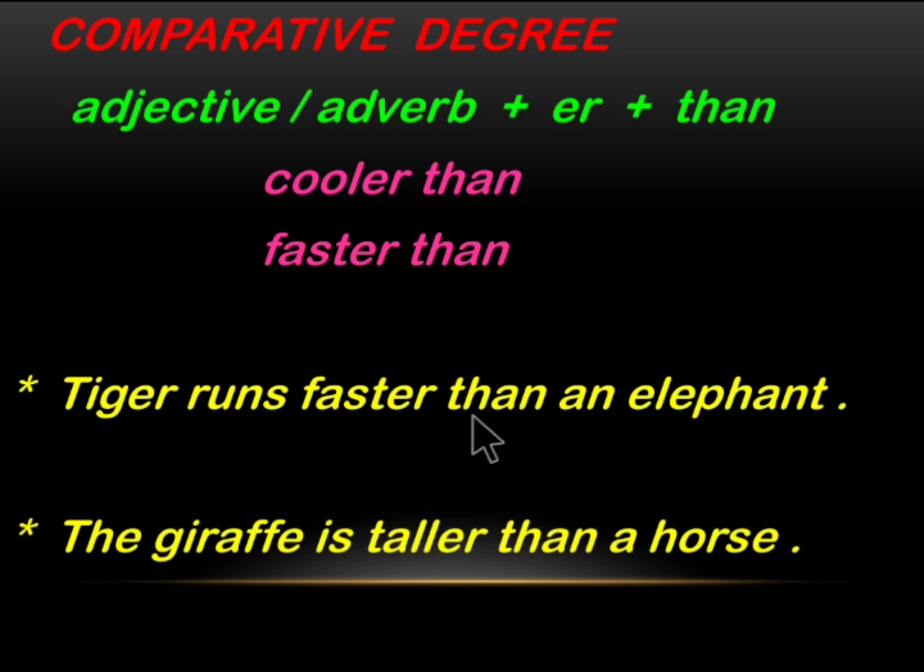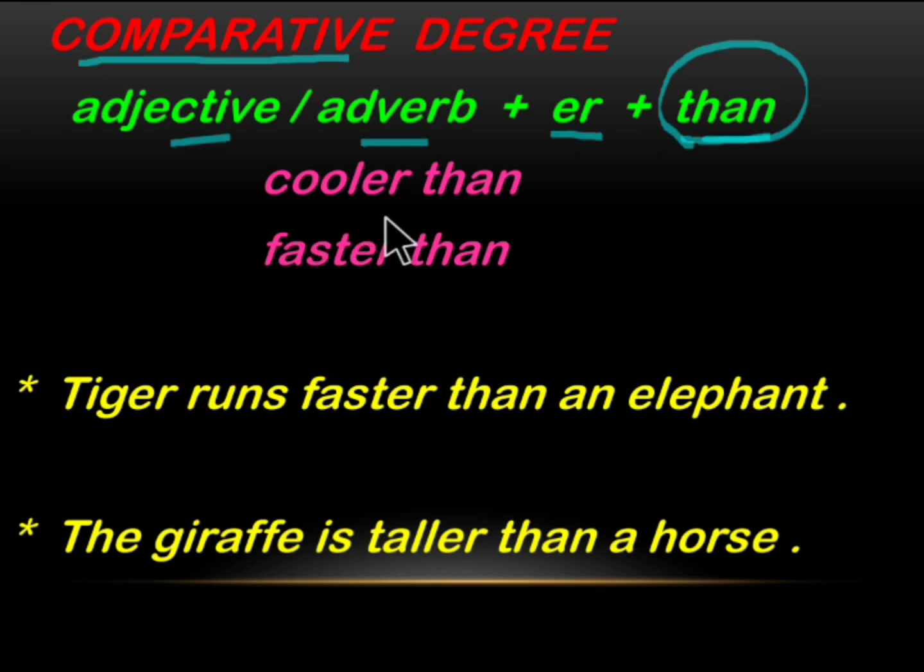Next, comparative degree. In the comparative degree, we use either an adjective or an adverb plus we add er to them. Then we use than. This is very important in the comparative degree, because we compare one thing to the other. So when we compare, we use than. Otherwise, the sentence will go incomplete.